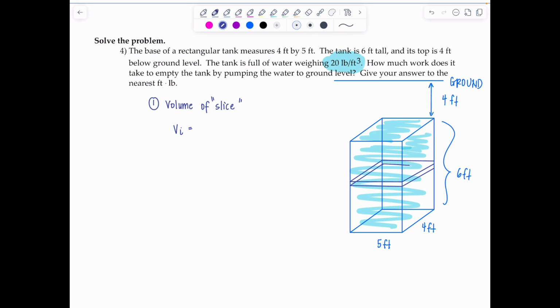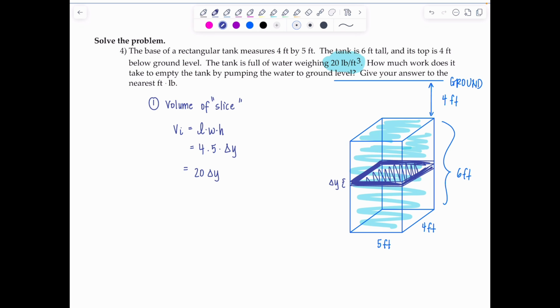in its liquid state. Here's my little slice. Got it? Somewhat therapeutic actually drawing this for you all. There's my slice. What shape is it? It's just a little rectangle. So that's length times width times height. So length and width are 4 and 5. And then the height is delta y, the height of the slice. So V sub I is 20 delta y.